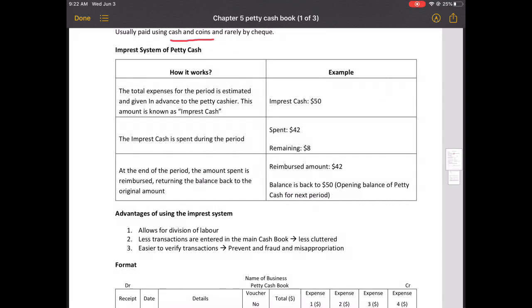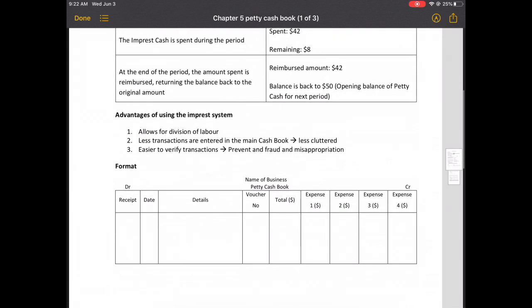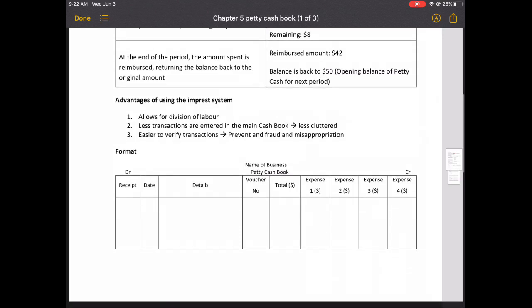Okay, so let's look at the format of a petty cash book. This is the format of a petty cash book. So you have the date as always. Firstly, you have the receipt. Receipt is where you record the amount of money coming in. Okay, and then you have the date as always, and then the details. So what did you buy with that cash, and the voucher number.